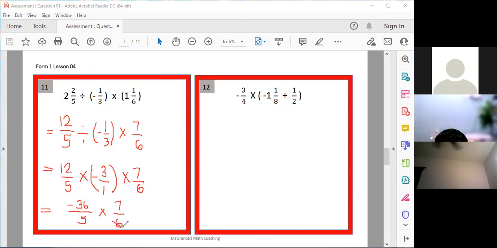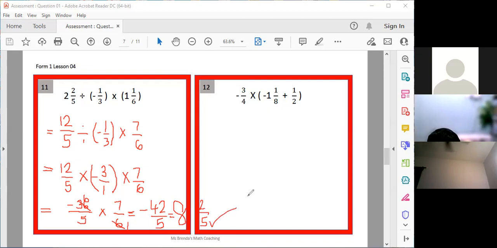Can crisscross here. So this is 1 and this is 6. So up times up, negative 6 times 7 is negative 42 over 5 times 1, it's 5. So simplify this, you will get negative 8 2 over 5. Very good, negative 8 2 over 5. I write here because you cannot see red on red, okay? So that's your answer.